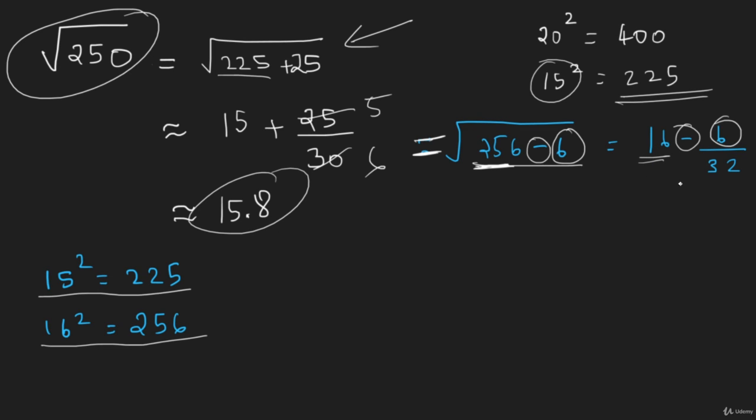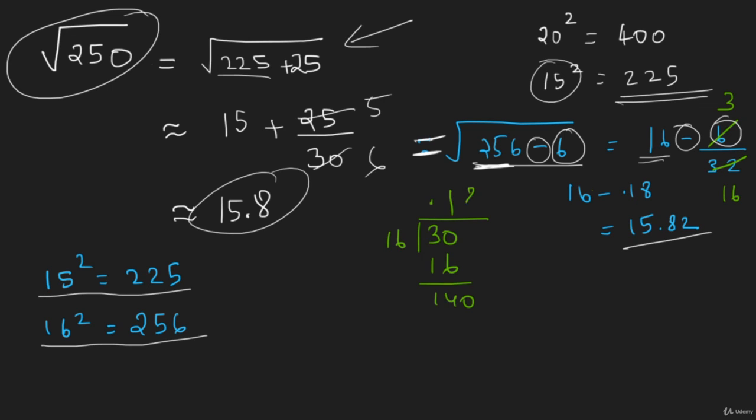Now this is approximately 3 by 16. Now you can see that this is equal to 16 minus 0.18, which is 15.82, right? Why is that so? If you just divide 3 by 16, you will get 0.18. That's what we have subtracted over here. And 16 minus 0.18 gives you 15.82. So this is a very useful technique to approximately find the square root of numbers which are not perfect squares.